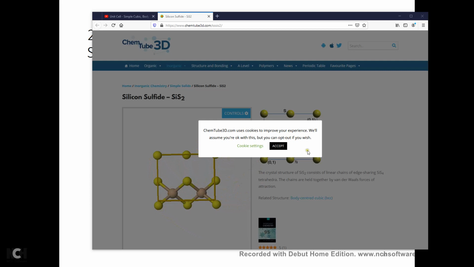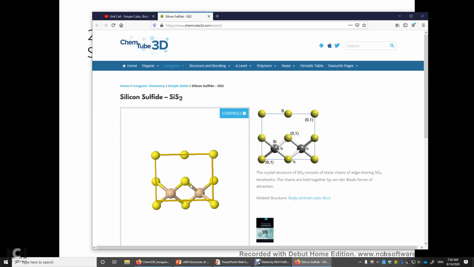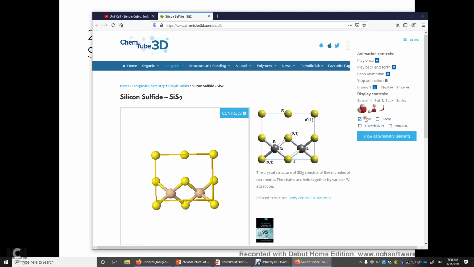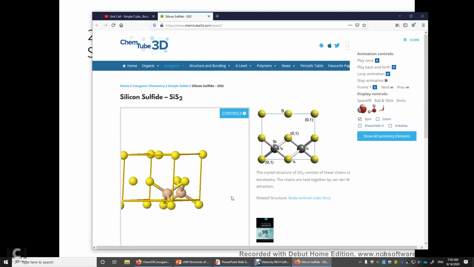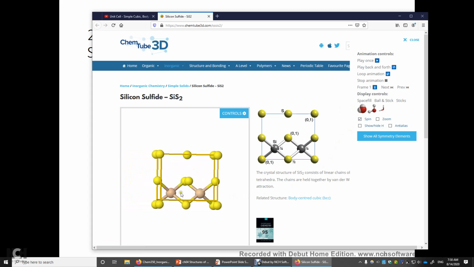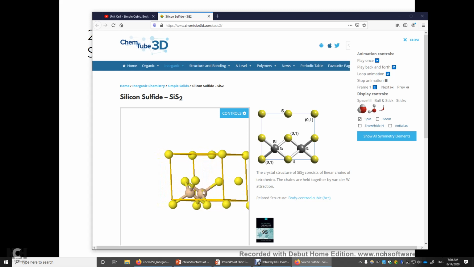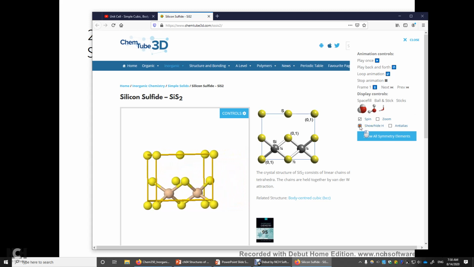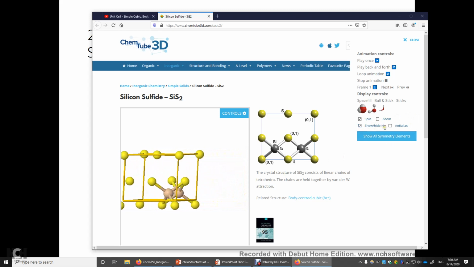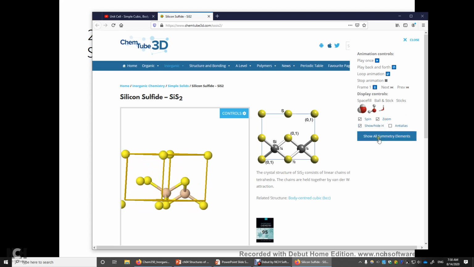This is the silicon sulfide over here, and you can look at this 2-dimensional structure, and you can click this spin, and you can see the 3-dimensional structure. And you can see the two silicon atoms with a height of 1/4 of c. And I think you can show or hide the H, and then you can zoom in.